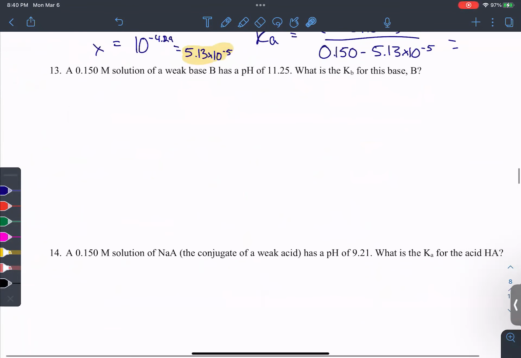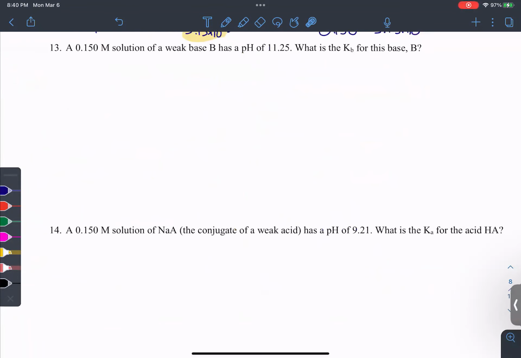Okay, so let's keep going. Oh, this looks familiar. 0.15 molarity of a weak base has a pH of blah. What is the Kb of this base? So this question is the exact same.